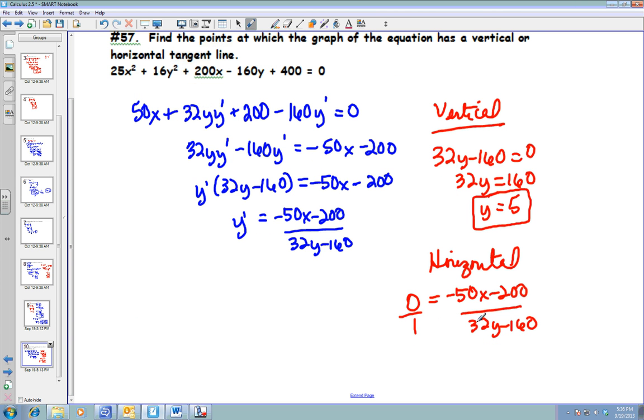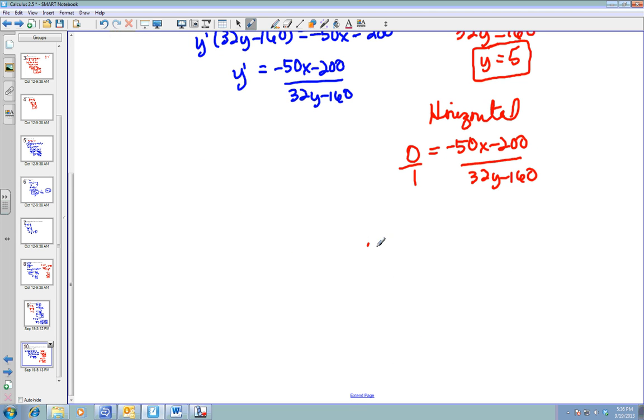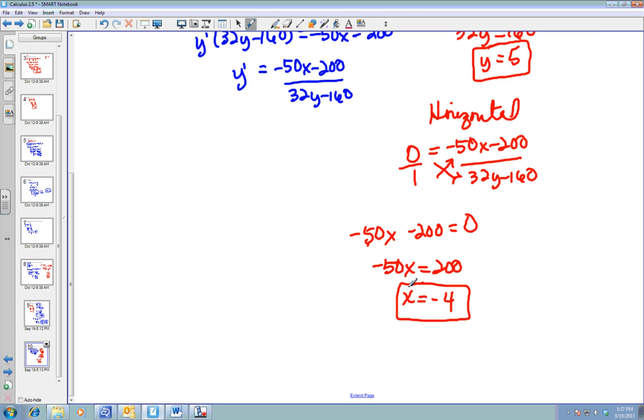I usually cross multiply. So when I cross multiply, I get negative 50x minus 200 equals 0. So negative 50x equals 200. So divide by negative 50. x is equal to negative 4. So when x is negative 4, I have a horizontal tangent. Okay? All right, your assignment is on your note page.